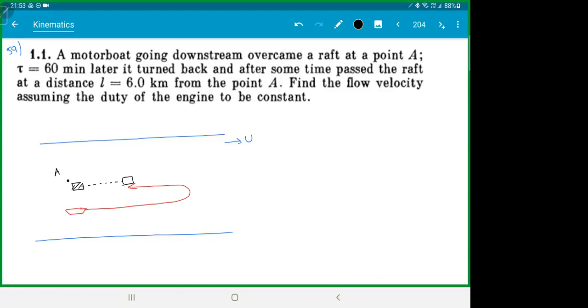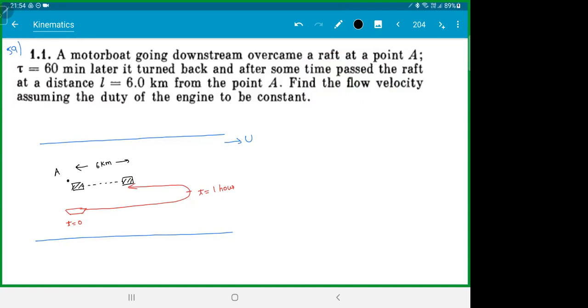That is the diagram here. It went, came back again. So this was t0. After 1 hour, it took a turn. So this is t equal to 1 hour. Then it took a turn and it met the raft somewhere here. And he's saying this is 6 kilometers from point A. Is the diagram clear now?